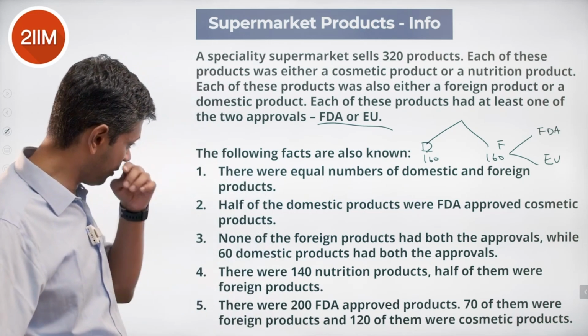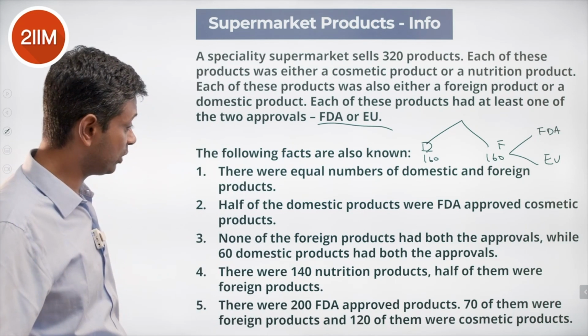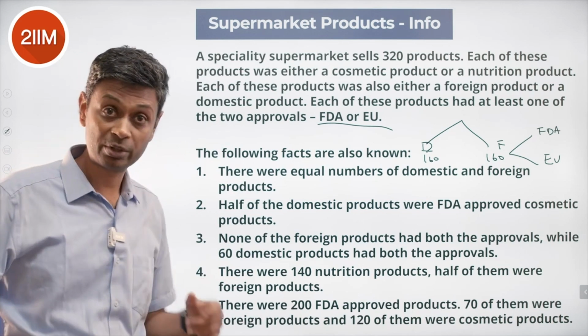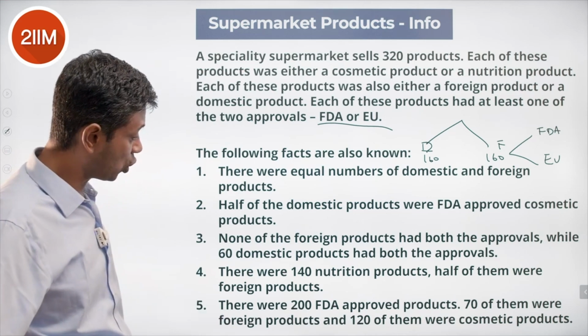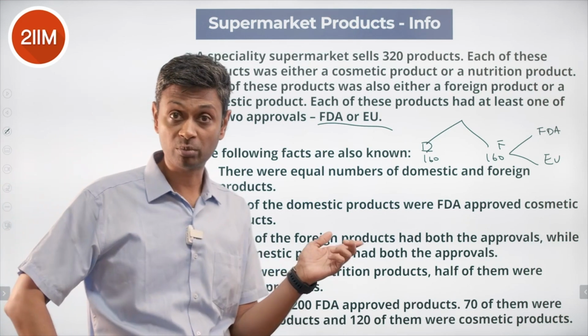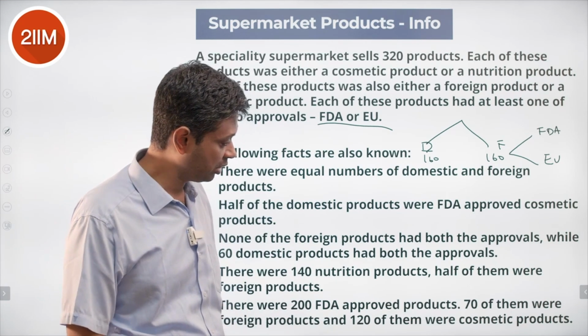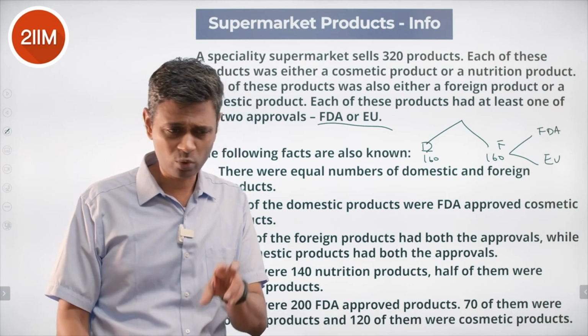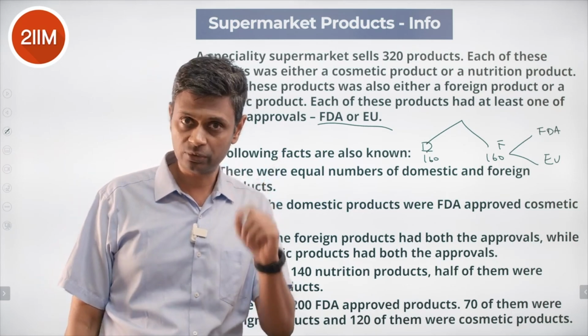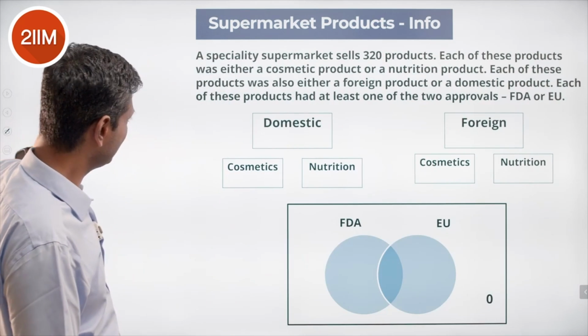There were 200 FDA approved products. 70 of them were foreign products. So 130 are domestic. 120 of them were cosmetic products. 80 of them were nutrition products. Between foreign and domestic, it's just two parts. Between cosmetic and nutrition, there are just two parts. Only this FDA and EU, we need to be careful. Right? Nice. Let's make sense of this.